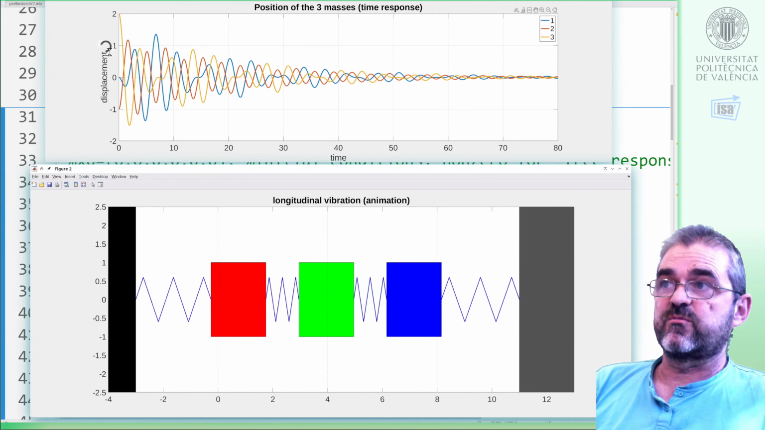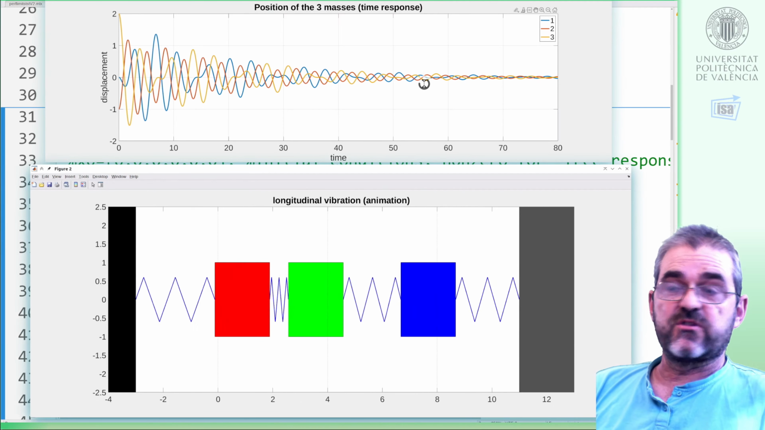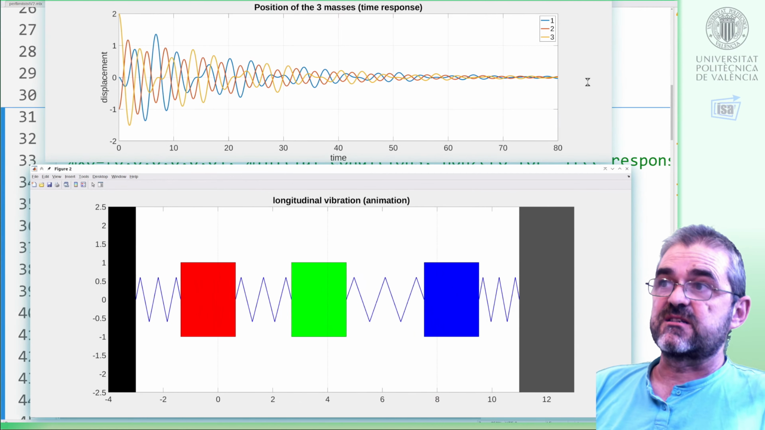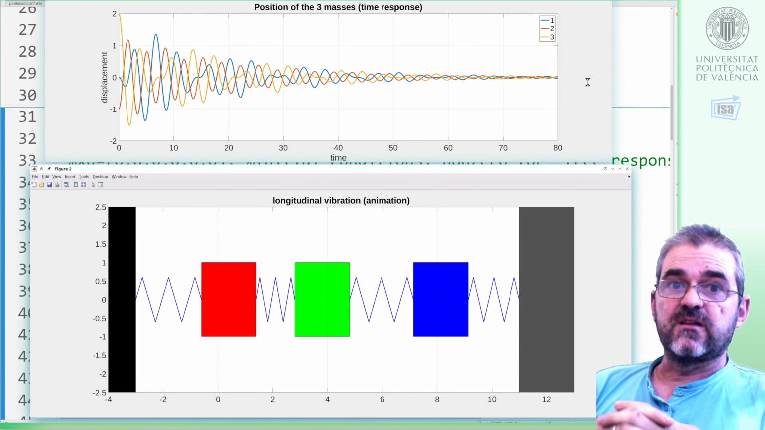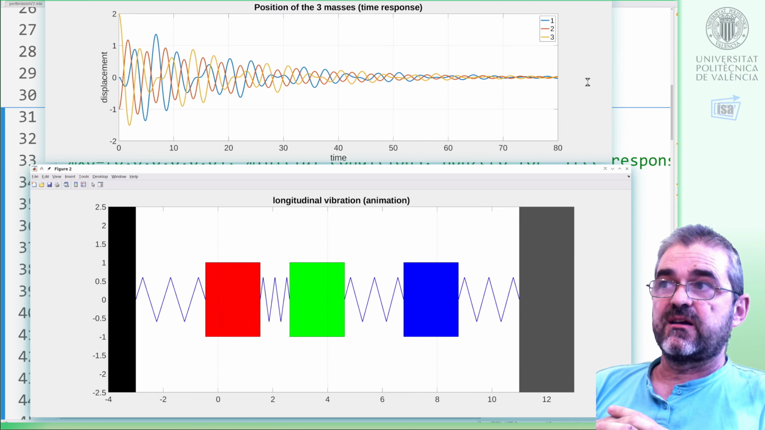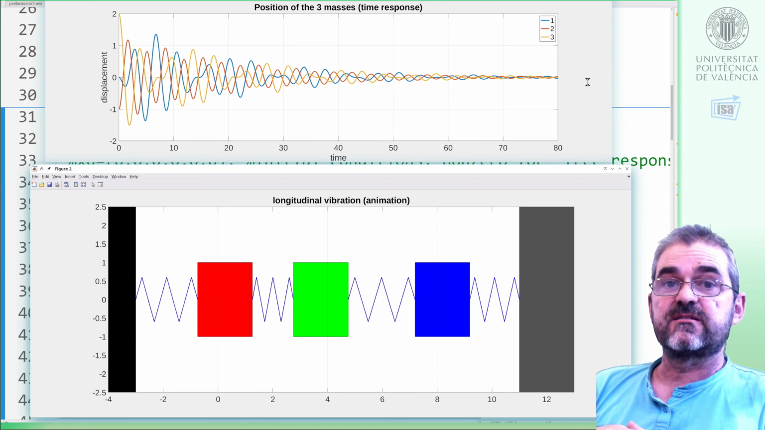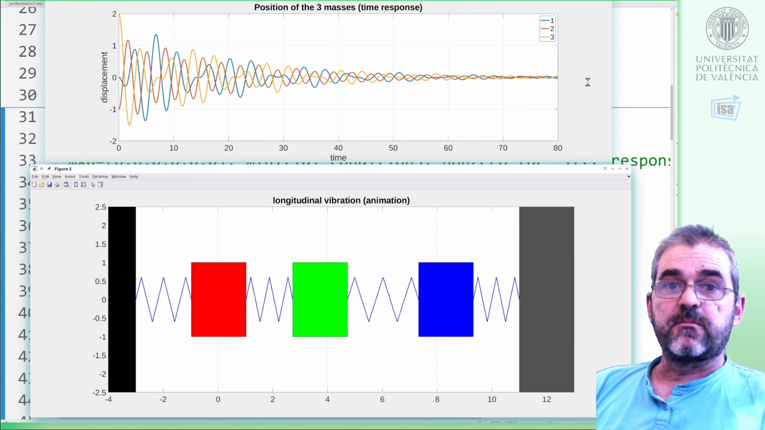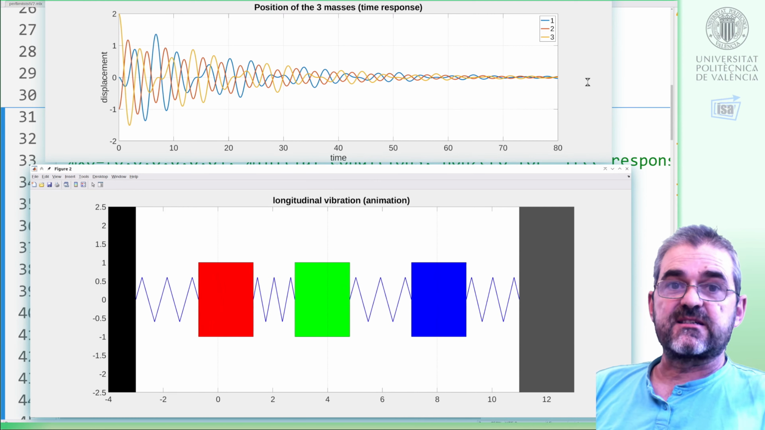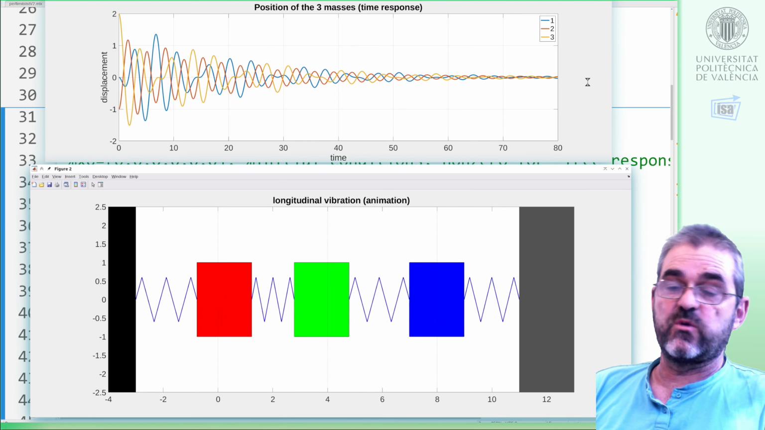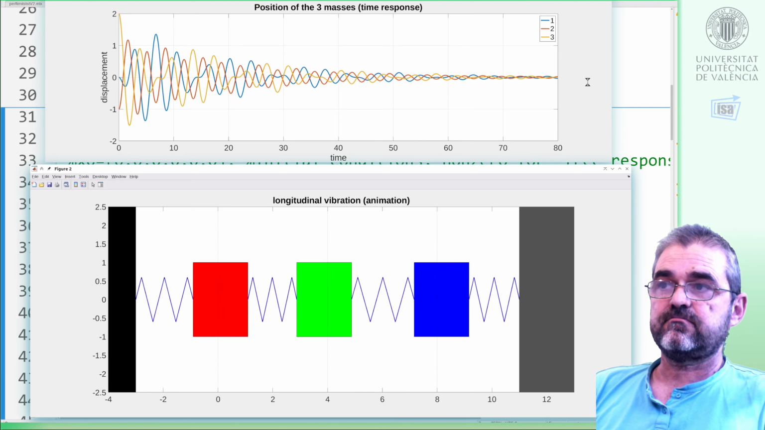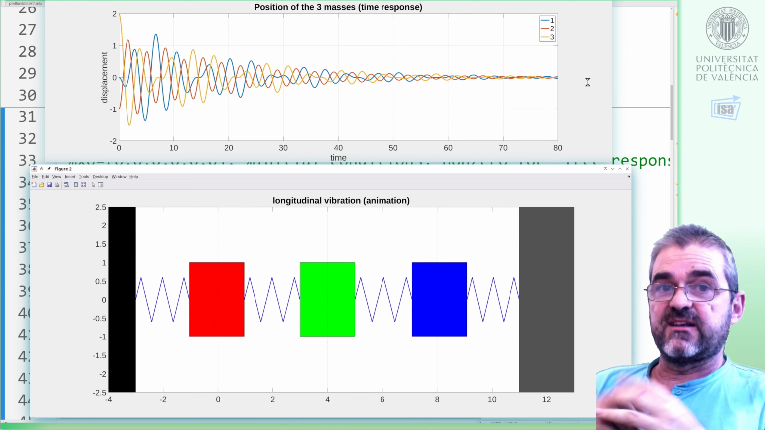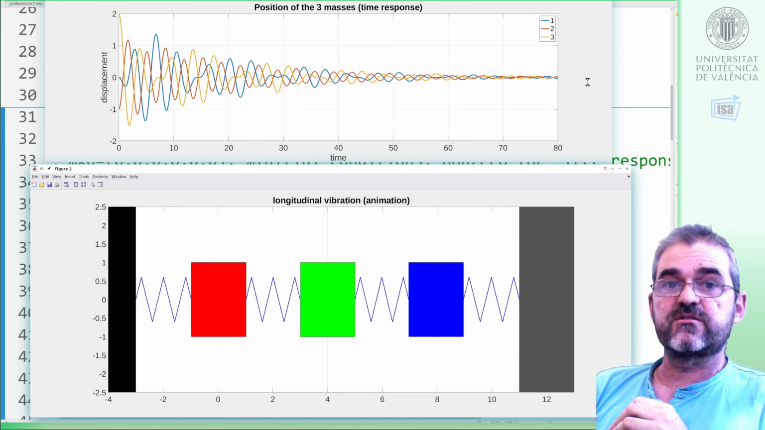Here we have the upper plot is the time response, the 3 positions as a function of time, and as the system is stable, it loses energy, and at the end, the incremental displacement ends up being 0, which of course means that the actual masses end up stopping at their equilibrium positions. So this is the animation of the longitudinal vibration free response.